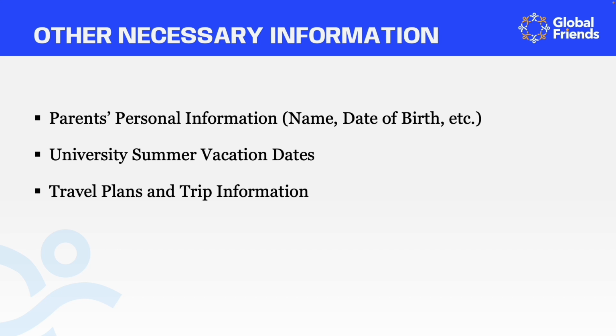And the last one is travel plans and your trip information. So basically the cities, the places you want to visit, and also how you're going to be arriving to the United States. You must know all this information before starting to fill this application form. So that's basically it about other information necessary for completing DS-160. Now we can start completing the actual form.